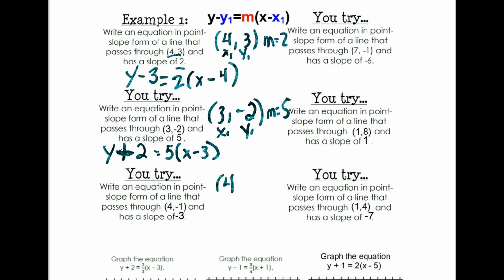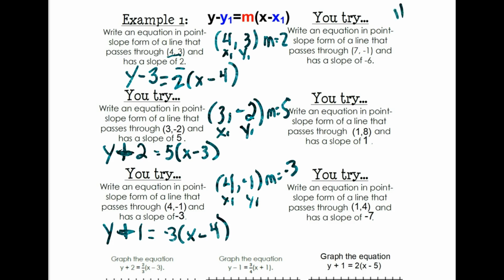If my point is (4, -1) and my slope is -3, right? 4, -1, my slope is -3. This is my x sub 1, this is my y sub 1. So my y minus -1, which means I'm adding those together. y plus 1 is equal to -3 times x minus my x sub 1 value, which is 4. All right, so this is homework. That's what you're doing for homework.